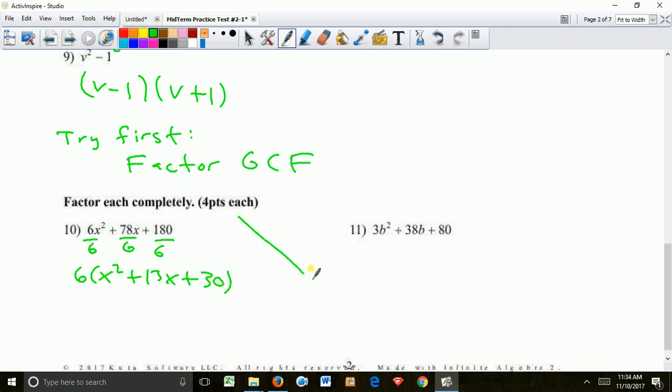And now we can find factors of 30, whose sum is 13. Those are 10 and 3. So now you get 6 times the quantity of x plus 10 times the quantity of x plus 3. If we didn't factor out the greatest common factor, we would take 6 times 180, get a large number, try to figure out what factors of those whose sum is 78. Please do not do this. Do try to figure out what the greatest common factor is first, if possible.